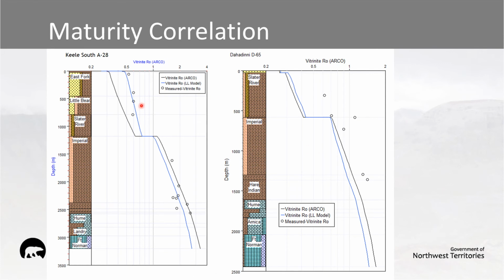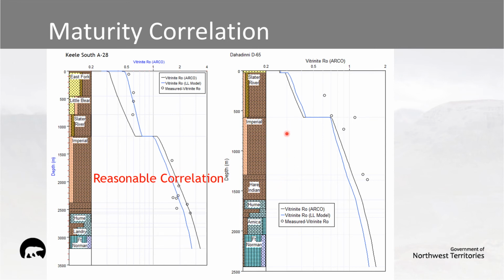In these last two examples, look at Keel South A28, correlation seems pretty reasonable. However, this one has already been calibrated, so there was a period of erosion added just post-Cretaceous in the model that seemed to help fit the Cretaceous maturity much better, and the lower maturity fits pretty well. So we call that a reasonable correlation.